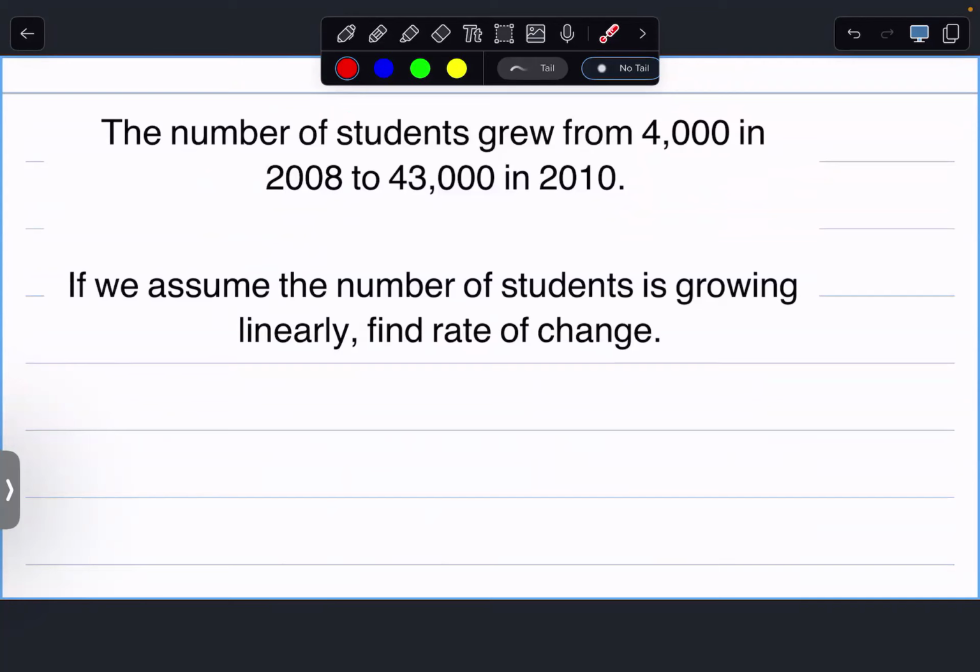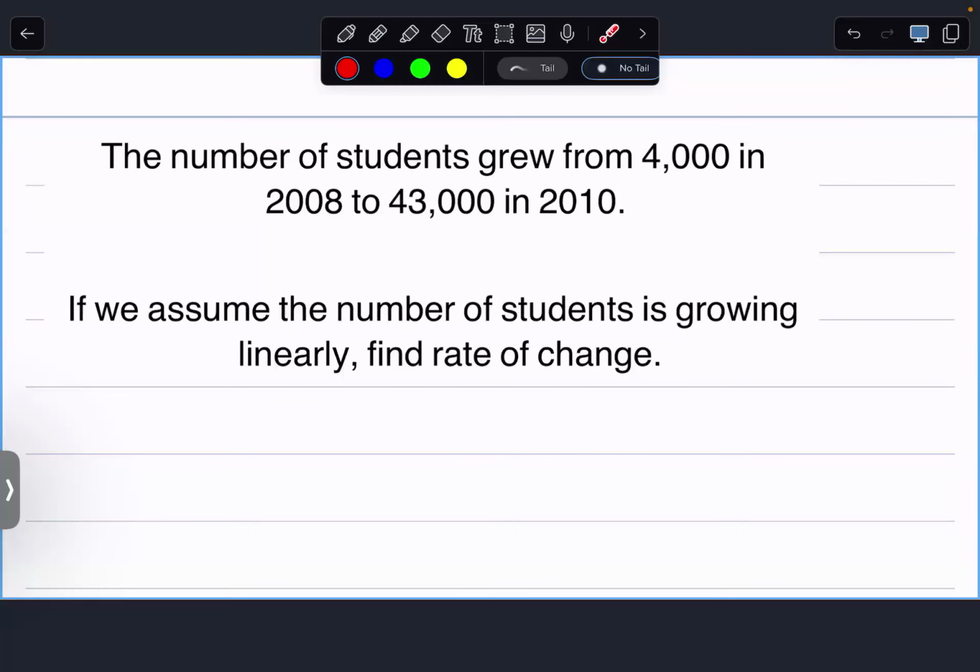The number of students grew from 4,000 in 2008 to 43,000 in 2010. If we assume the number of students is growing linearly, meaning in a straight line, then find the rate of change. So the rate of change here.